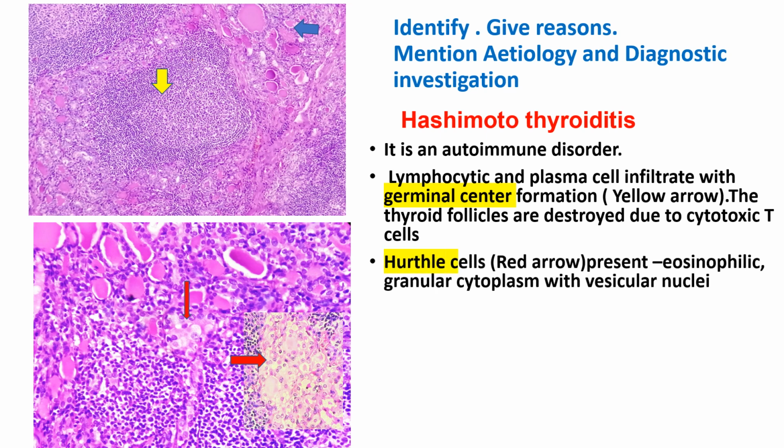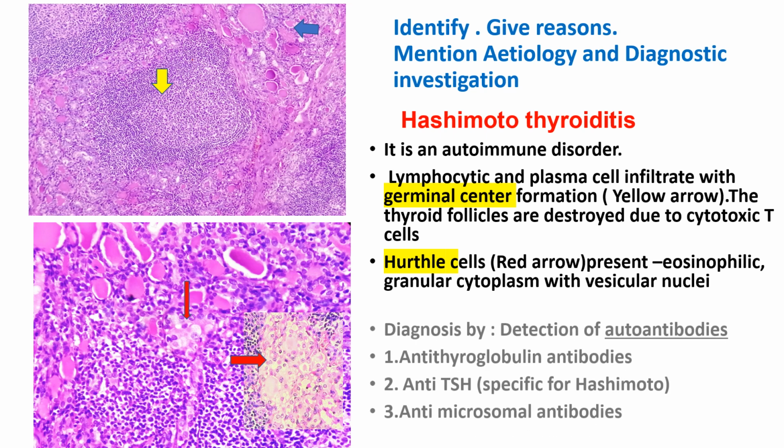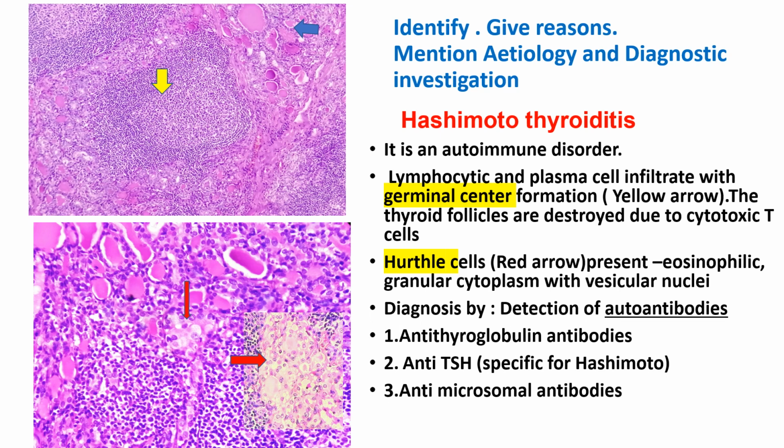Hurthle cells, as shown here by the red arrow, have eosinophilic granular cytoplasm and vesicular nuclei. The diagnosis of Hashimoto's thyroiditis has to be proved by the laboratory features and tests for the detection of autoantibodies.